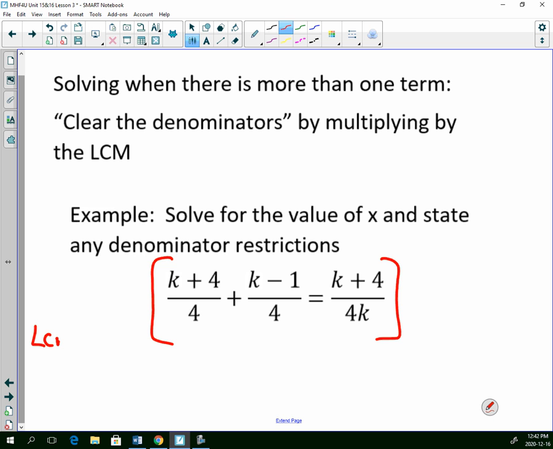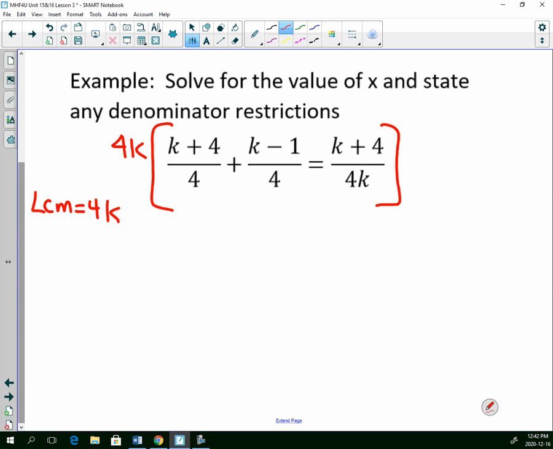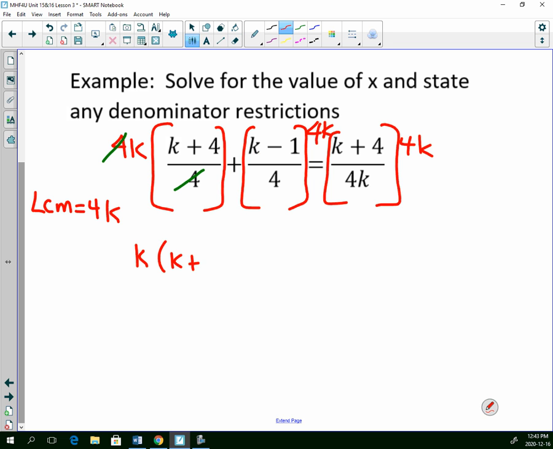So the lowest common multiple is similar to finding the lowest common denominator. If I were to find the lowest common denominator, it would be 4 and k. So I'm going to multiply all terms by 4k to clear these fractions out. So in the first term, maybe I'll just write it out here. So times 4k and then times 4k. In the first term, the 4's cancel, and I will be multiplying the numerator by just k.